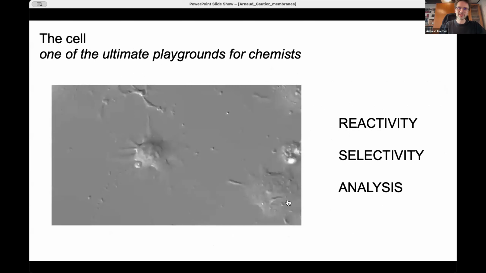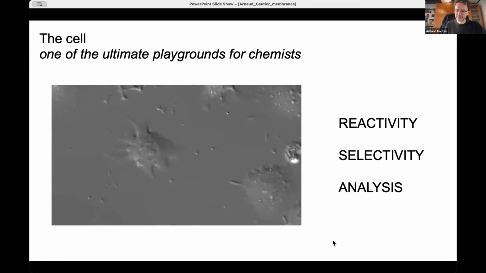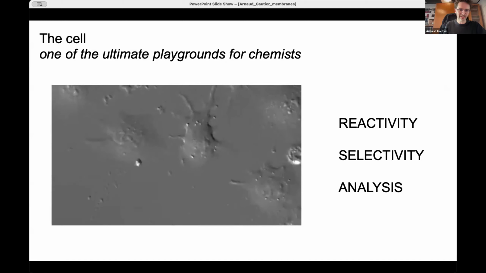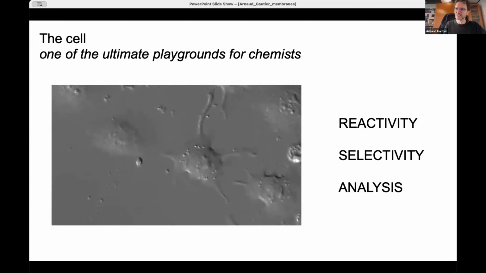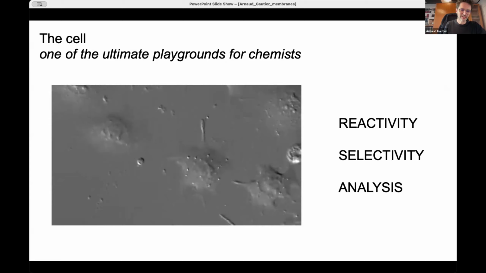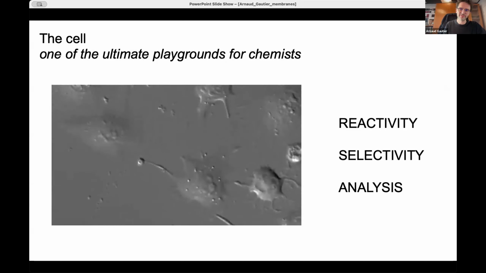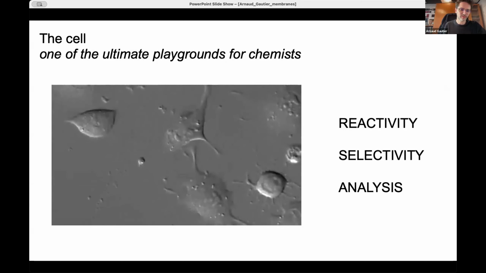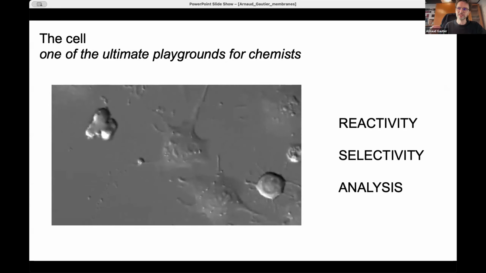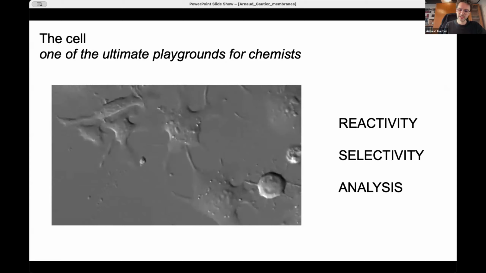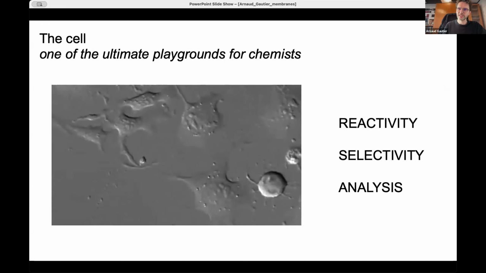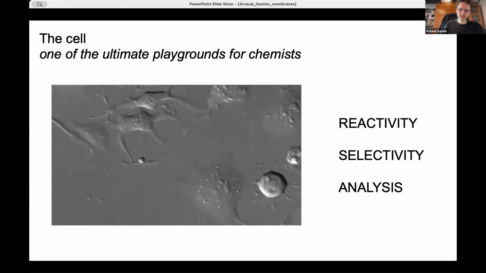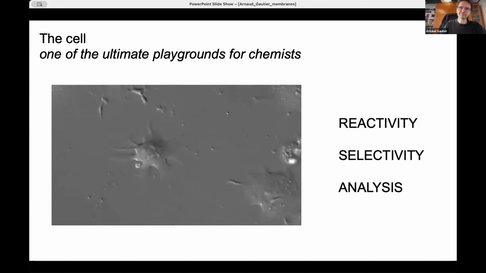Yeah, so I'm a chemist by training, so of course, when I see a cell, I don't see really exactly maybe the same thing that you guys, biologists, see. What I see, it's really a very complex chemical system. And for a chemist, really, a cell is really one of the ultimate playground in terms of reactivity, selectivity, and analysis. And really, it's really a strong motivation for the work we do in the lab.